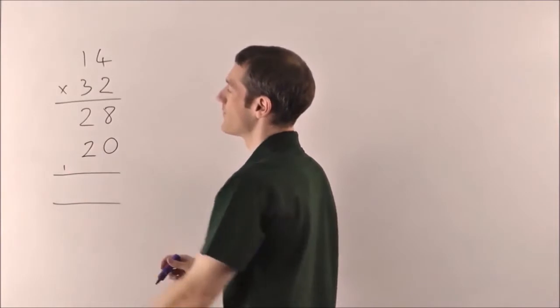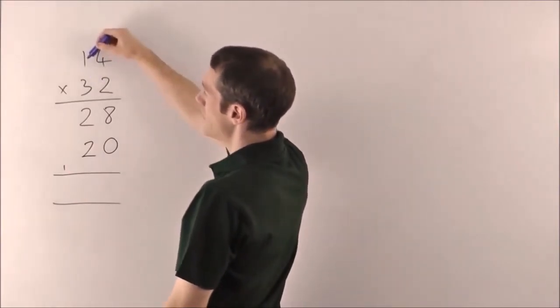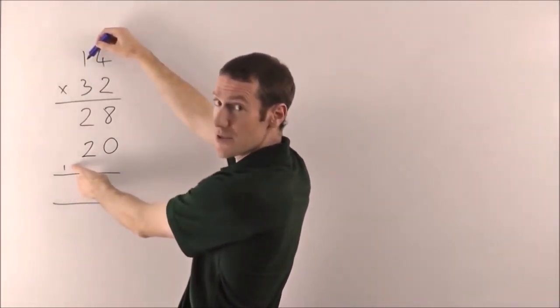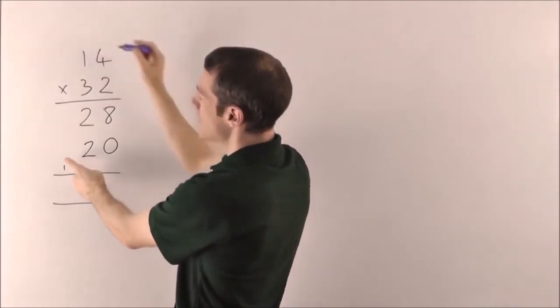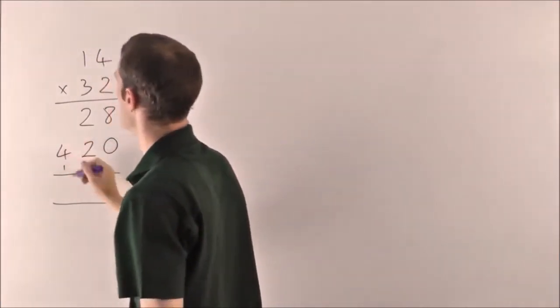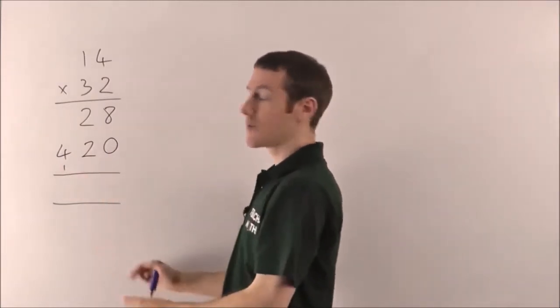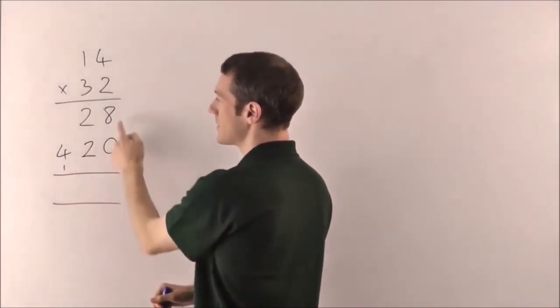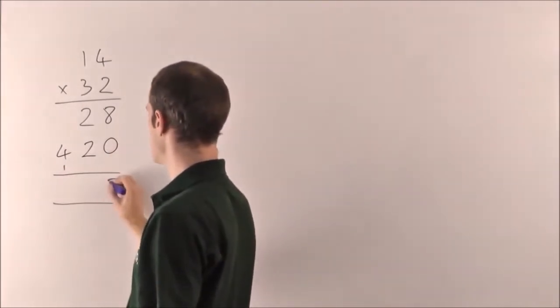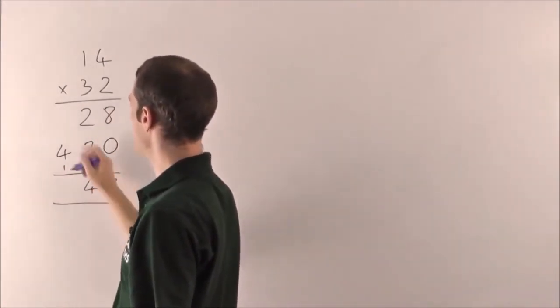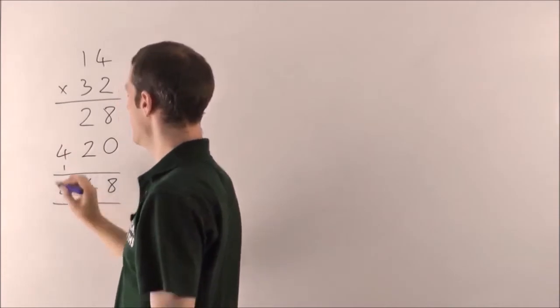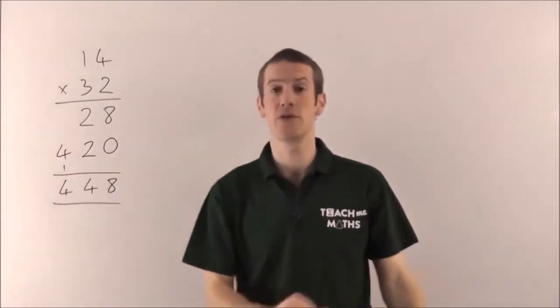Goes into the next column. Then we do 3 times the 1, plus the 1 you carried. You must remember to add that. So 3 ones are 3, plus 1 gives you 4. So we get 420. Now we add them up. Exactly the same way you would for normal addition, in columns from the right. So 8 plus nothing gives you 8, 2 plus 2 is 4, and nothing plus 4 gives you 4. So the answer is 448.